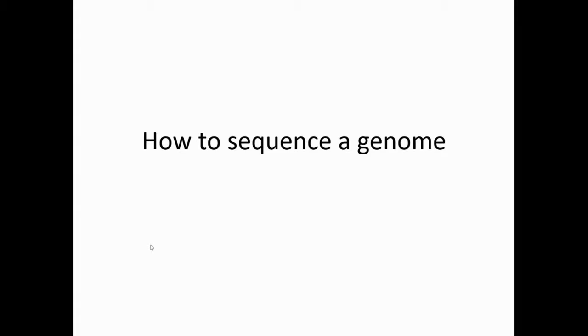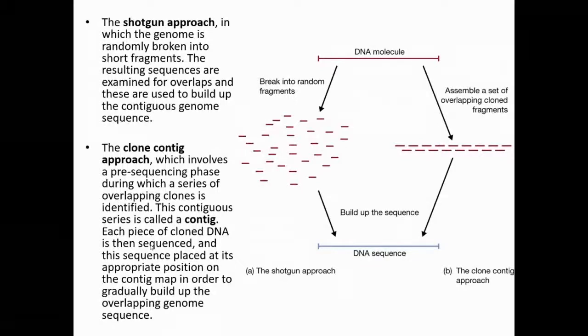Very good. So the next topic is how to sequence a genome. So to sequence a genome, there are 2 different approaches. One is called a shotgun approach, and the other one is called a clone contig approach.